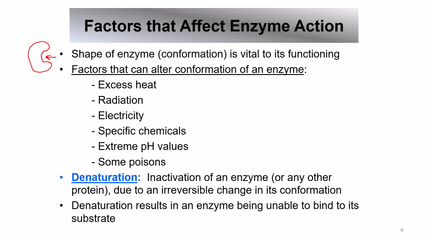Now, if this shape gets distorted, the enzyme unravels, then it's not going to be able to do its job. The factors that can change this shape are too much heat, radiation, electricity, chemicals, if the pH changes, if it goes too high or too low, and some poisons as well. Also know this term, denaturation. It just means the inactivation of an enzyme or any other protein due to one of the factors listed above. And so now the enzyme is not able to do its job.